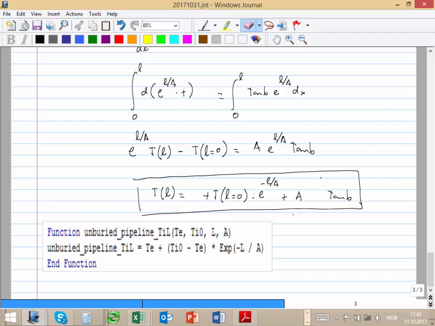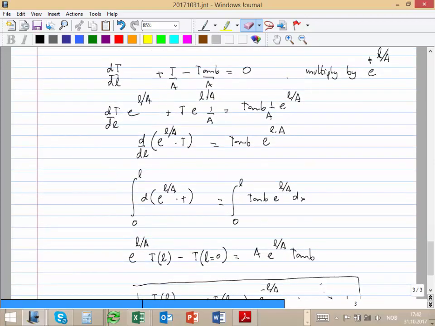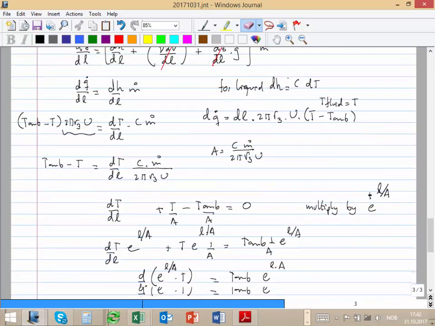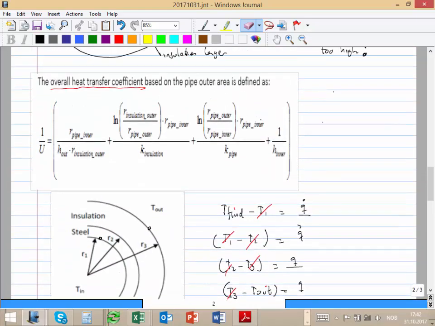And you need this A. Which A? Remember, A had inside the heat capacity, the mass flow, the outer radius of the pipe, and the heat transfer coefficient. So everything in this pipe, if you look at what is making this U, I can assume that everything is constant for this pipe.